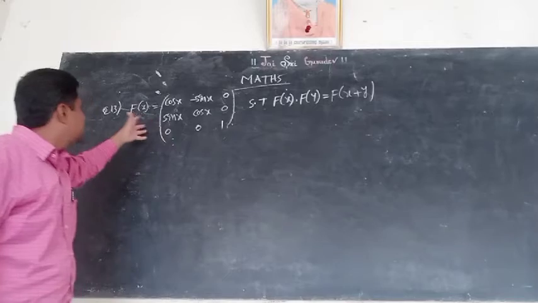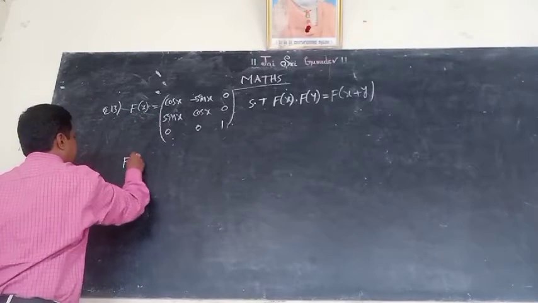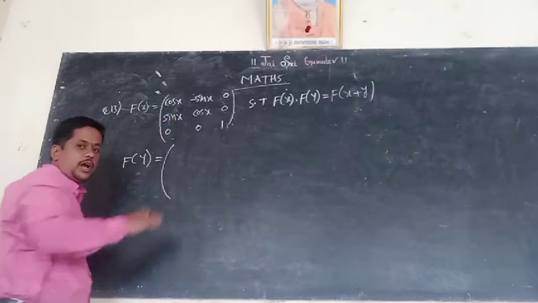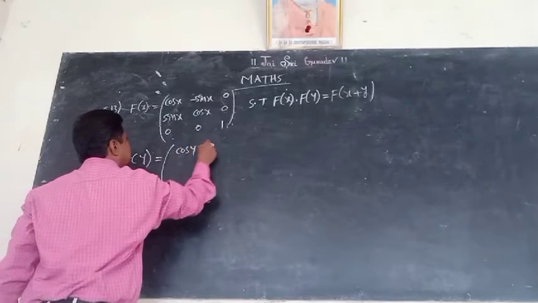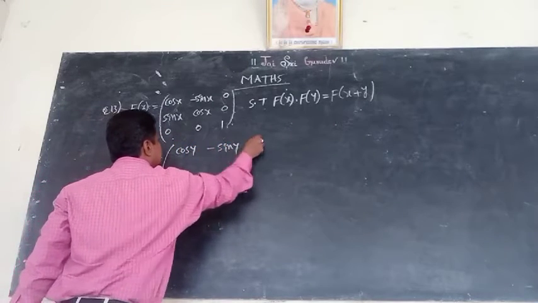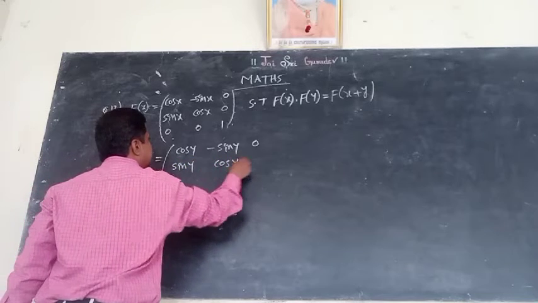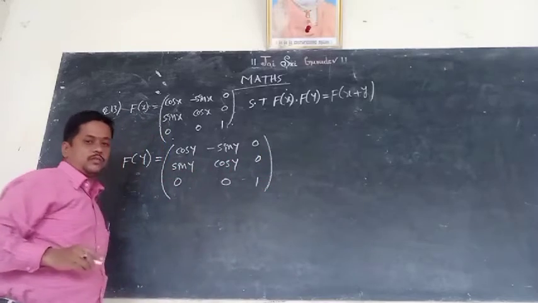See, f(x) is already given. First we have to calculate f(y). f(y) means, instead of x, we have to replace with y. So cos y, minus sin y, 0; sin y, cos y, 0; 0, 0, 1. So this is f(y).